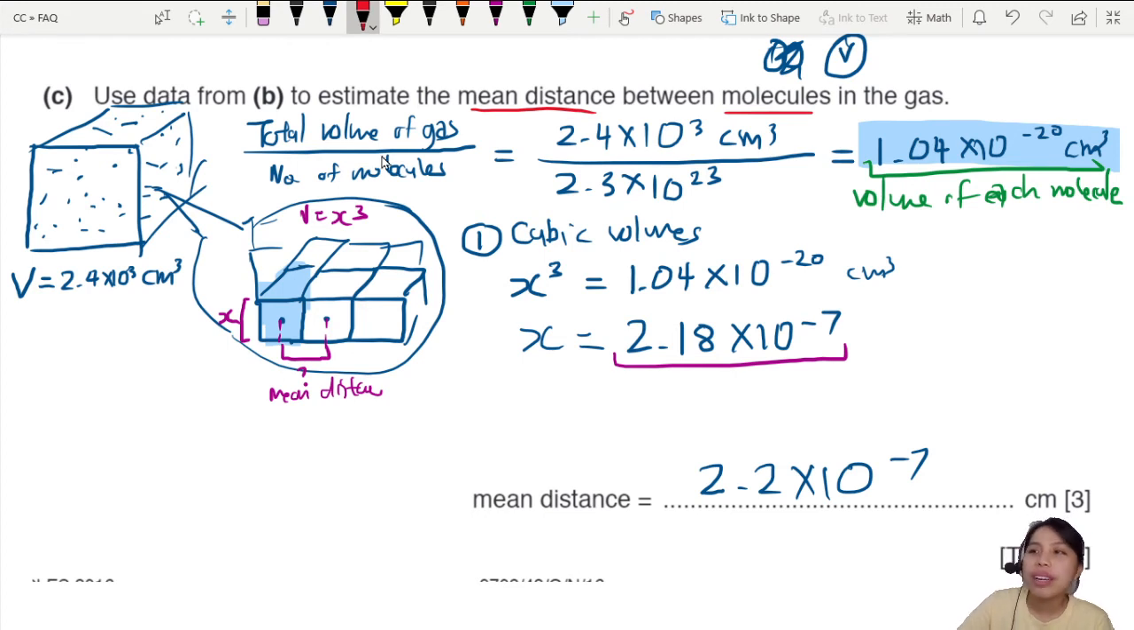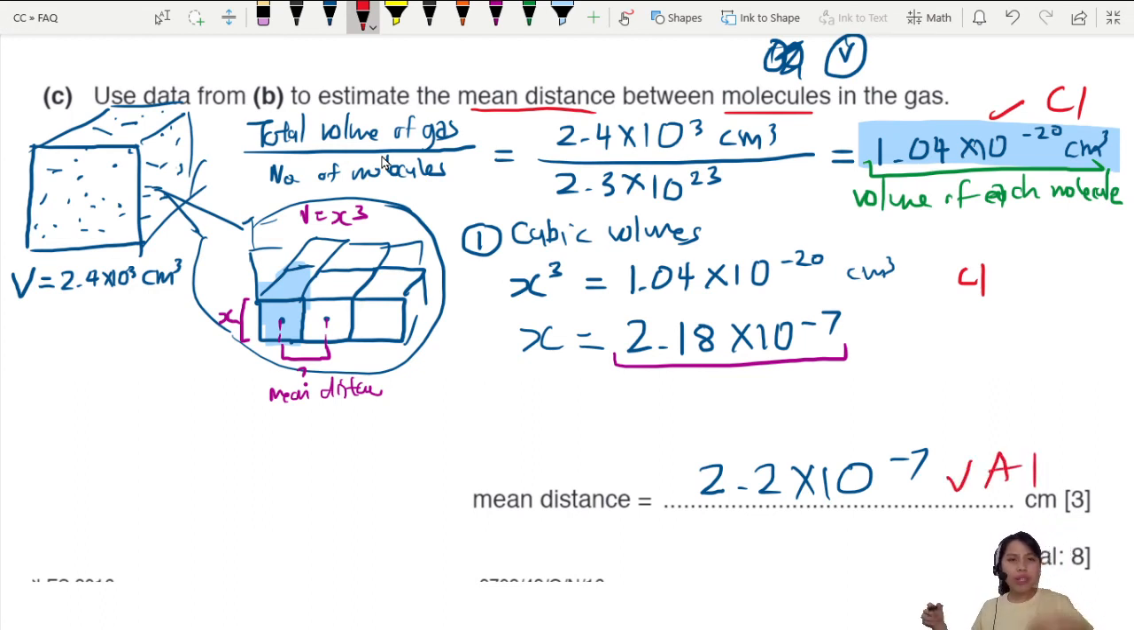One mark comes from finding the volume of one molecule, which is up there. Then one mark for finding the mean spacing by whatever method; this is one of the methods, that's C1. And if you can actually get the answer, that's A1. You might feel very funny, like, miss, molecules are not in the shape of cubes. Shouldn't they be in the shape of spheres?